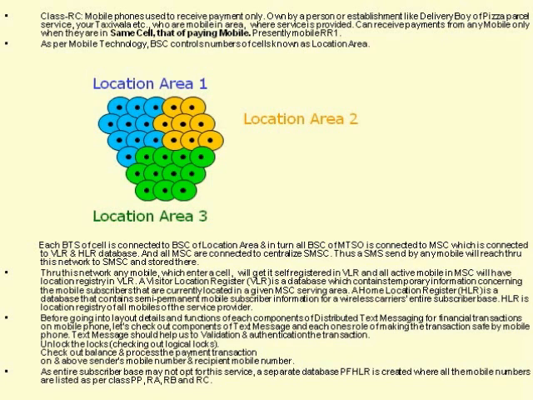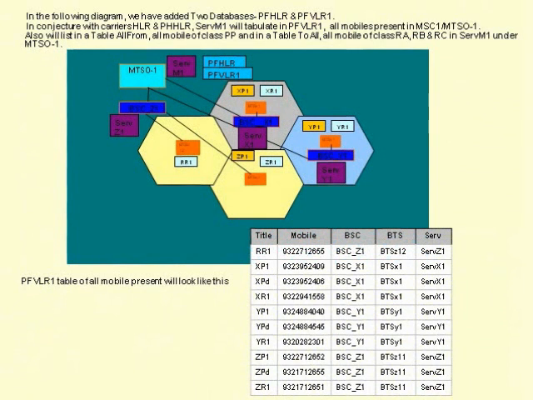As the entire subscriber base may not opt for this service, a separate database, the FHLR, is created where all the mobile numbers are listed as per class BP, RA, RV, and RC. In the following diagram, we have added two databases, the FHLR and the FVLR1. In conjunction with the carrier's HLR and the FHLR, Serve M1 will tabulate in the FVLR1 all mobiles present in MSC1, MTSO1. It will also list in one table all mobiles of class BP and in another table all mobiles of class RA, RV, and RC in Serve M1 under MTSO1.